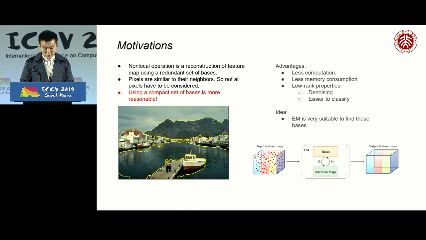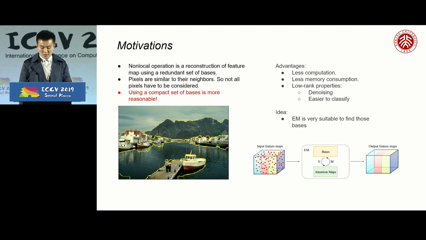From the view of dictionary learning, the non-local module just adopts pixel features themselves as the dictionary and regards the weights as the coding. Obviously, this dictionary is very redundant, as adjacent pixels are quite similar to each other. Therefore, we want to find a small dictionary, or a compact set, a basis to represent the whole feature map. By which the computation cost and memory requirements can be reduced by a large margin. Moreover, the low rank property can denoise the feature map implicitly.